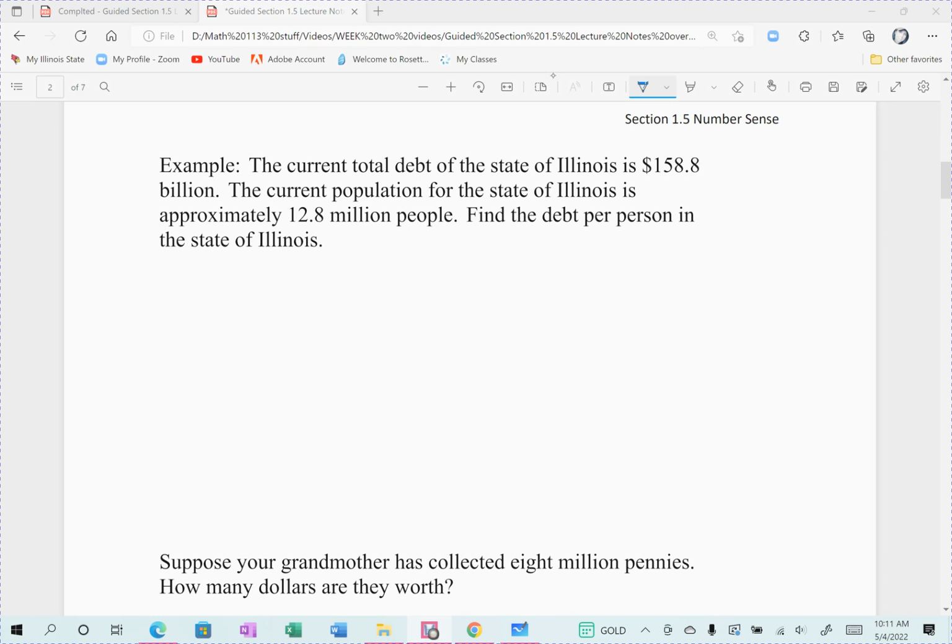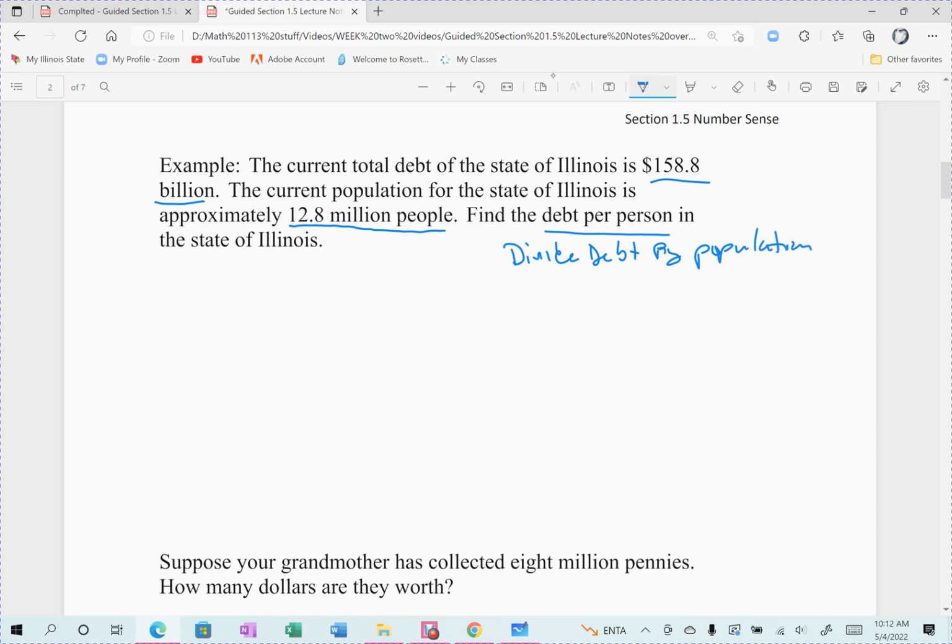So the current total debt, this is a lot like the last example. Suppose that the current total debt in Illinois is $158.8 billion. So again, it's in billions. The population of the state of Illinois is 12.8 million people. Find the debt per person. So again, we want to divide the debt by the population.